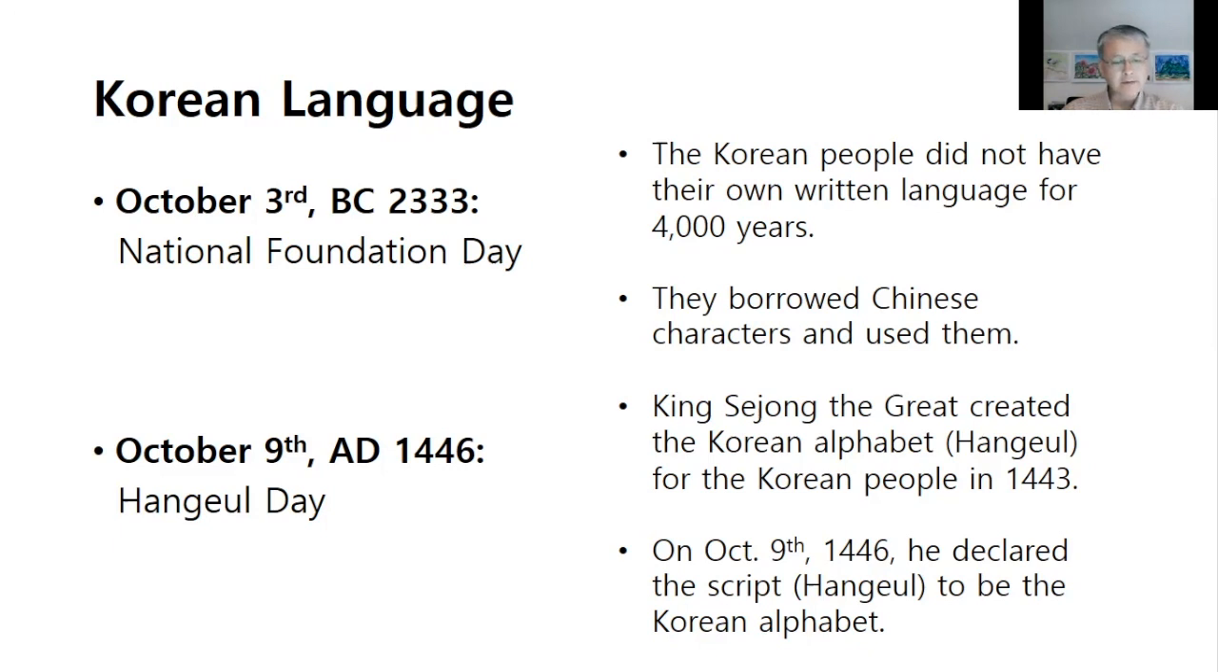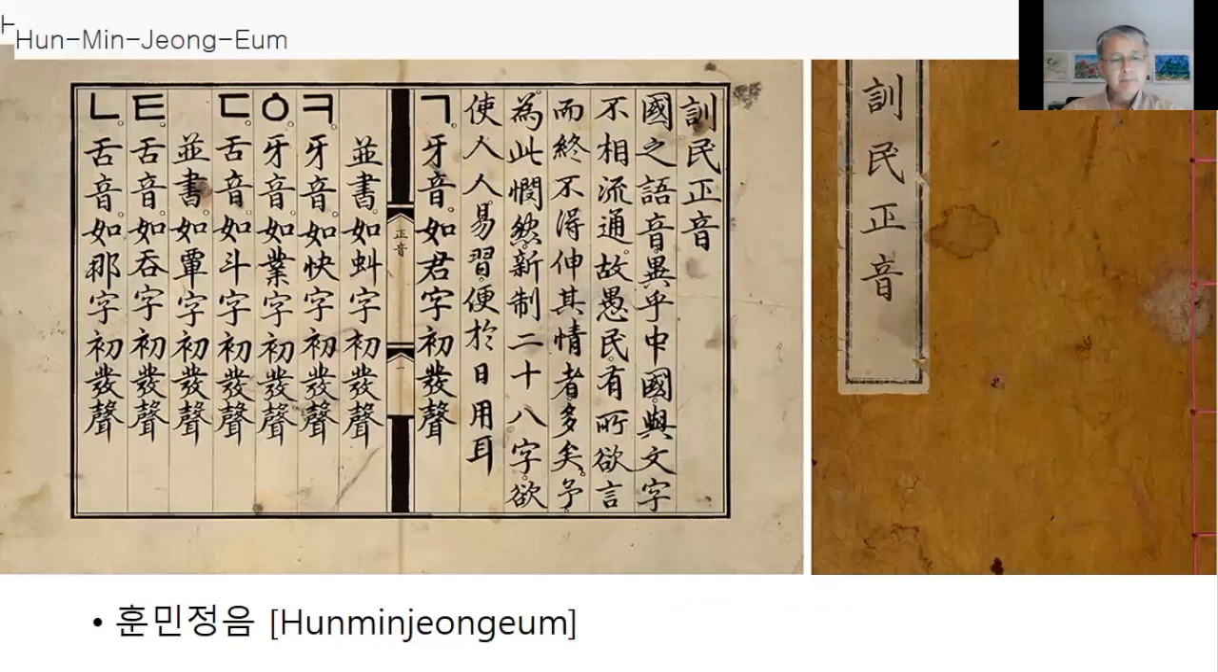On October 9, 1446, King Sejong the Great declared that this Hangul was the Korean alphabet. After King Sejong the Great invented Hangul, he wrote a book about why and how he invented Hangul. This is the book. The book is called Hunminjeong.